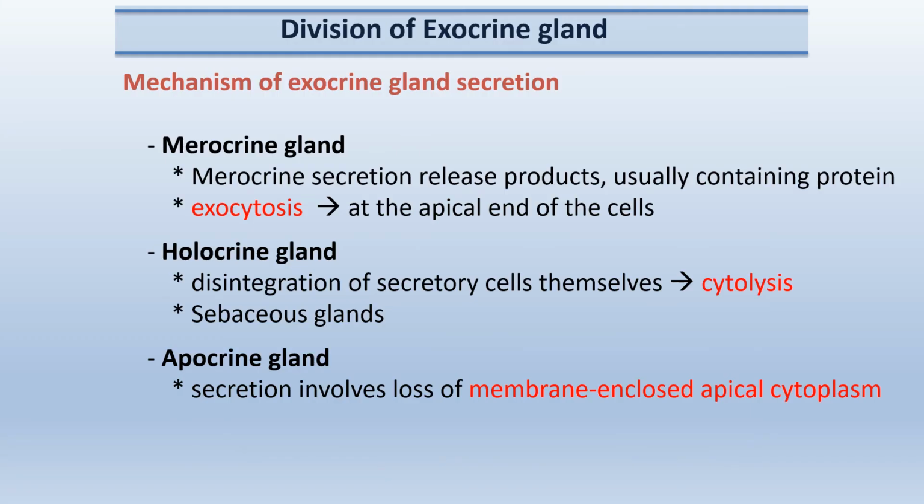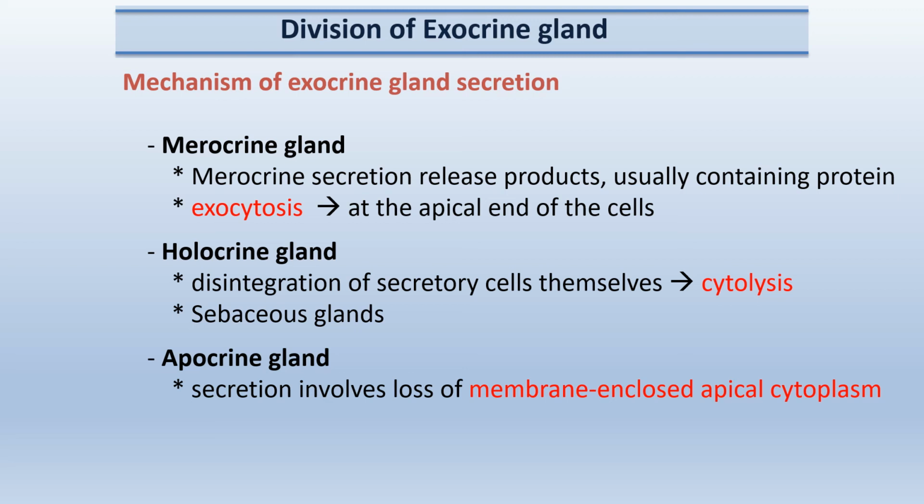According to the mechanism of exocrine gland secretion, there are three types: merocrine glands, holocrine glands, and apocrine glands. Glands have a merocrine secretion. This is the most common method of protein or glycoprotein secretion and involves typical exocytosis from membrane-bound vesicles or secretory granules. It includes the exocytosis at the apical end of the cells.